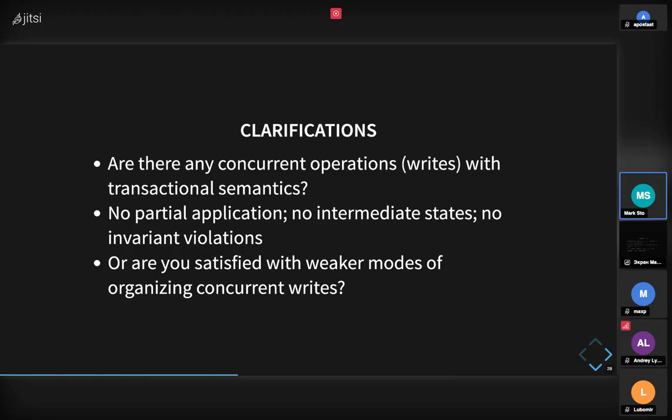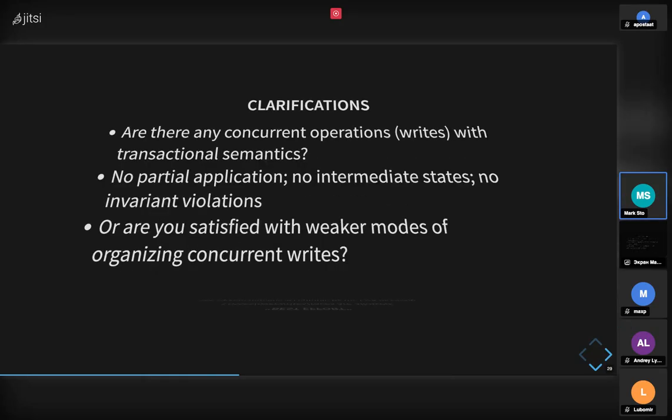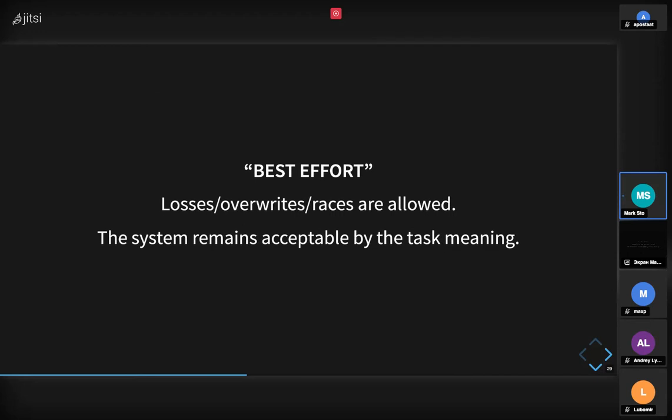Should such an operation look to other concurrent operations like one logical step? Must the system remain in allowed states after each such operation, even under concurrent writes? Or are you satisfied with some weaker modes of organizing concurrent writes? For example, there are a few.